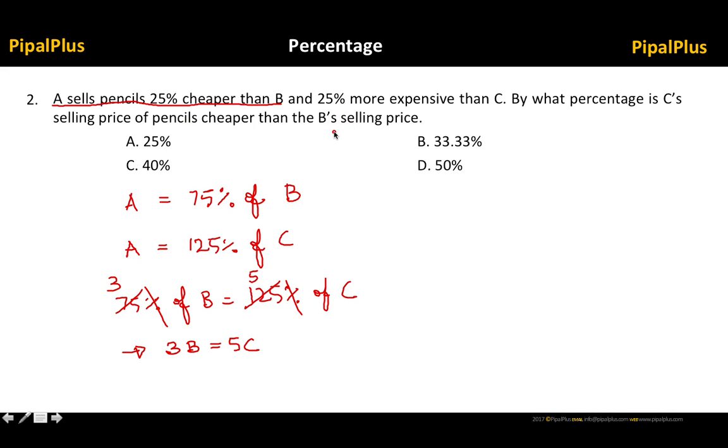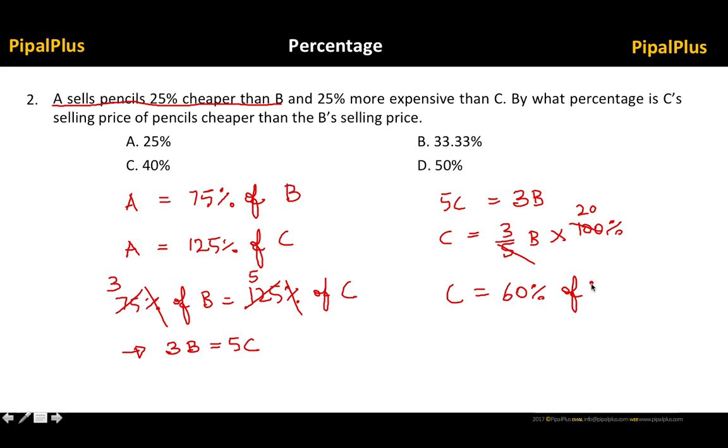So this time I'm going to keep B as my base, right? I'm going to express C as a certain percentage of B. So if 5C from here equals 3B, then C equals 3 by 5 B, right? And if I have to express this in percentage, I'll multiply this by 100%. So this is 5 times 20 and C equals 3 times 20, 60% of B, right?